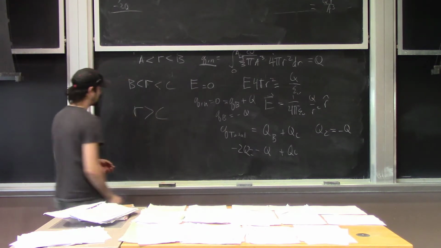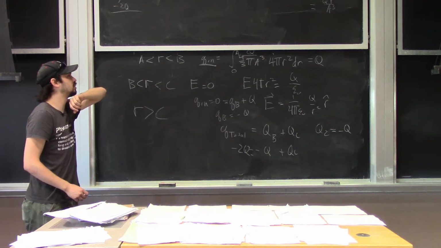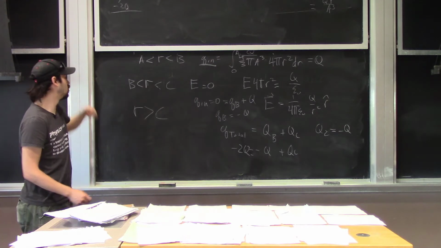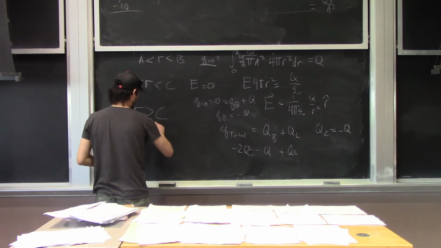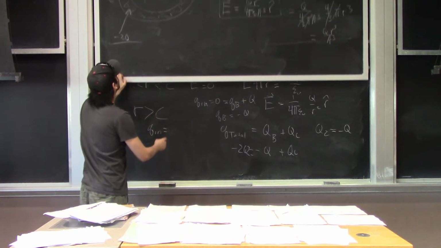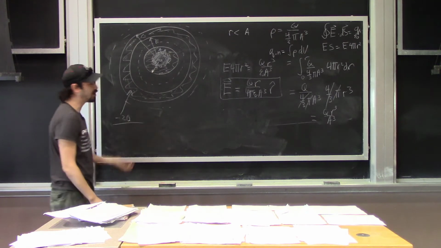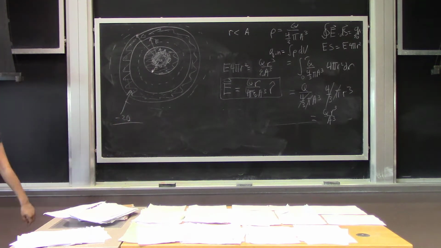Okay. Now the last part is to find what the electric field is for r greater than c. And to do this, again, we have our left-hand side of Gauss's law. We just need the right-hand side. So ultimately, that's going to come down to what is q in. So I draw the surface all the way around the outside here. What is the total charge that's inside that surface?